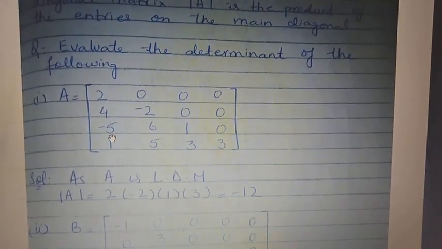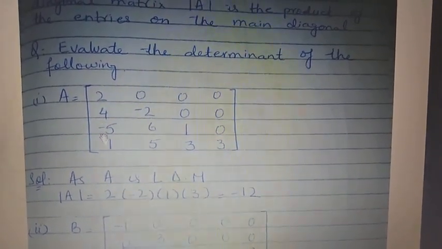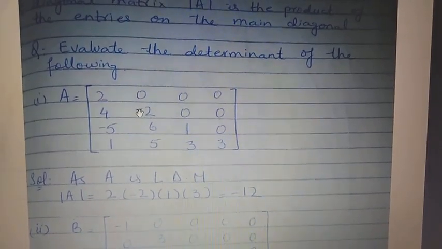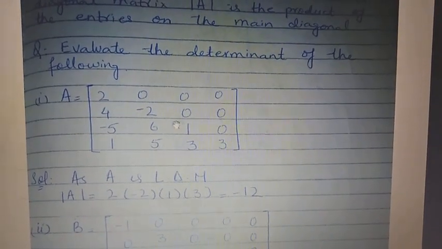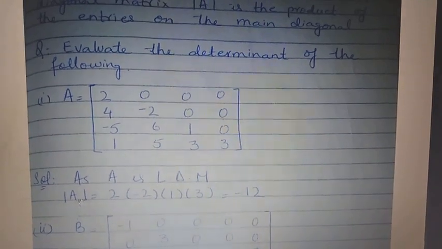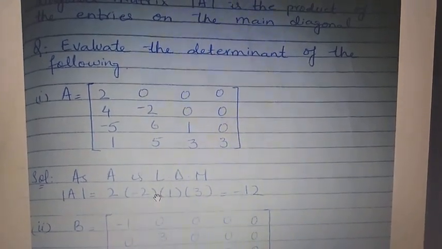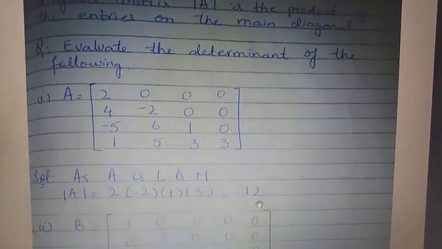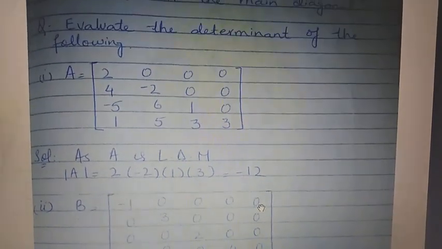So how will you find the determinant of a lower triangular matrix? You will just multiply the diagonal entries 2, minus 2, 1 and 3. See over here, the determinant of A is 2 times minus 2 times 1 times 3, and the determinant is minus 12.